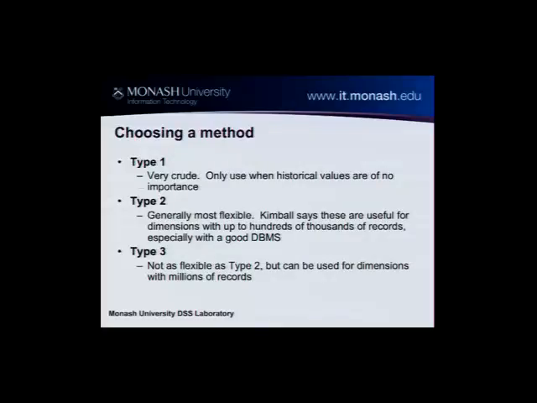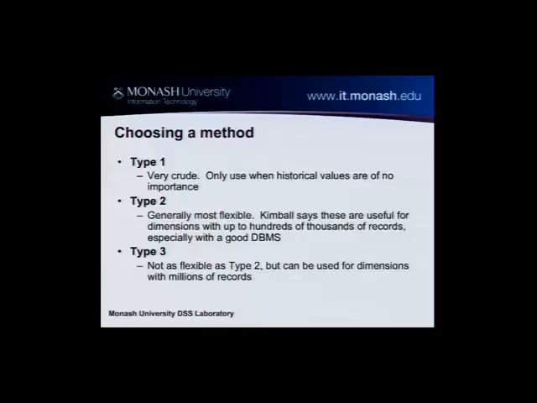So, even dimension tables with hundreds of thousands or even millions of records still cope fairly well with a type 2 approach anyway. Type 3 approach is not as flexible as type 2, so you use it when you've got really, really big dimensions, massive dimensions, millions and millions of records, and you're not interested in keeping that full, complete history. You're only worried about 1 or 2 versions of history.